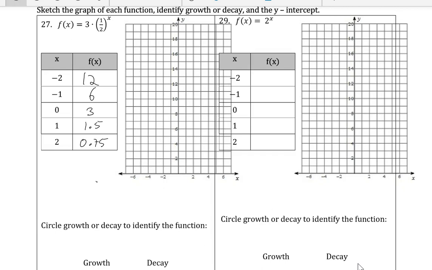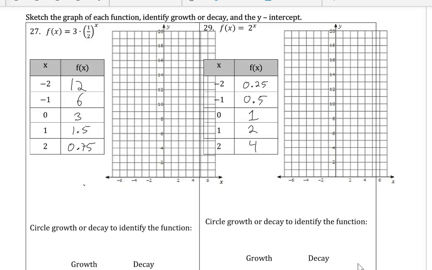I'm going to go ahead and do this other equation here with the calculator just for the sake of it. So we have 2 to the -2. That gives us 1/4, so that's 0.25. And then we have 0.5, and then 1, and then we have 2, and then we have 4. Okay, so let's go ahead and get our graphs in, all right?